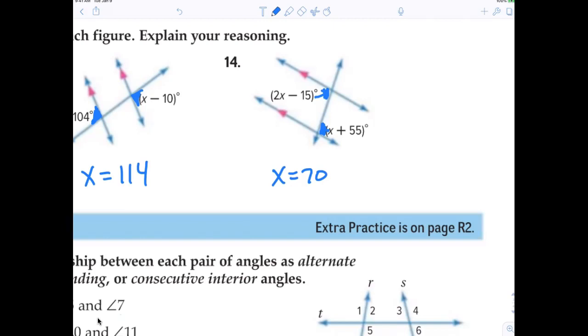Make sense now? I don't even know who asked me, to be honest. All right. Is everybody okay with 14? Everybody good? All right, here we go.